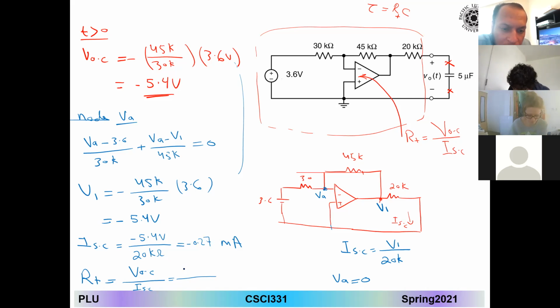Now I have minus 5.4 volts divided by minus 0.27 milliamps. Equal how much? Negative 20? You cannot get negative. We have negative 5.4 and negative 0.27, so it should be positive. It's just 20K.